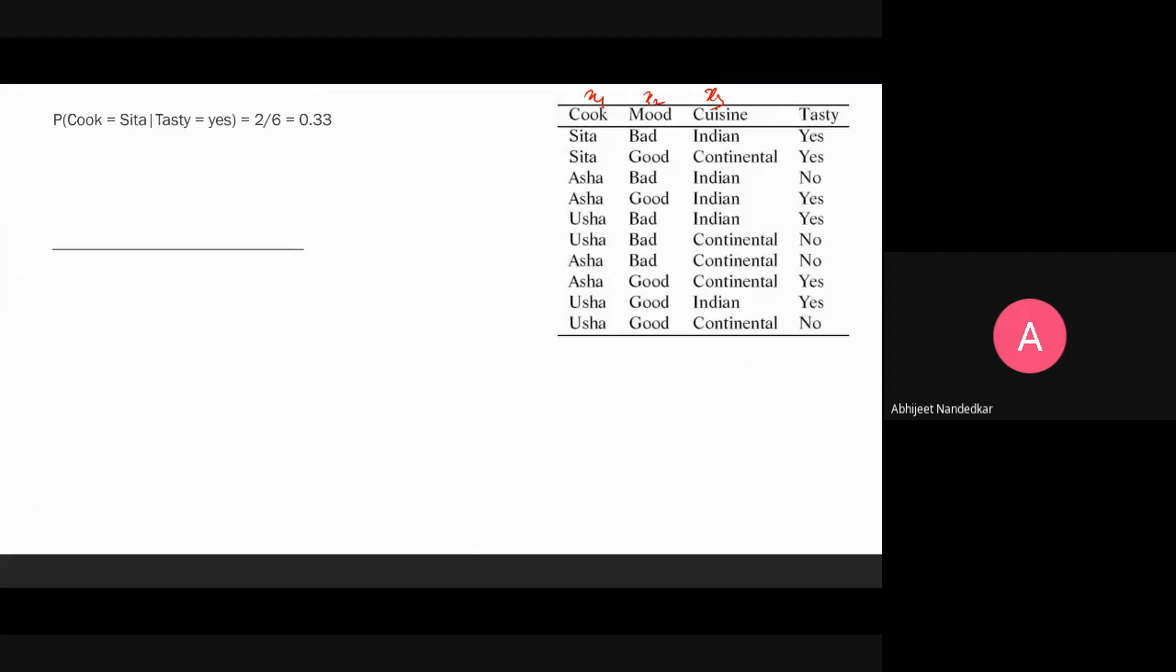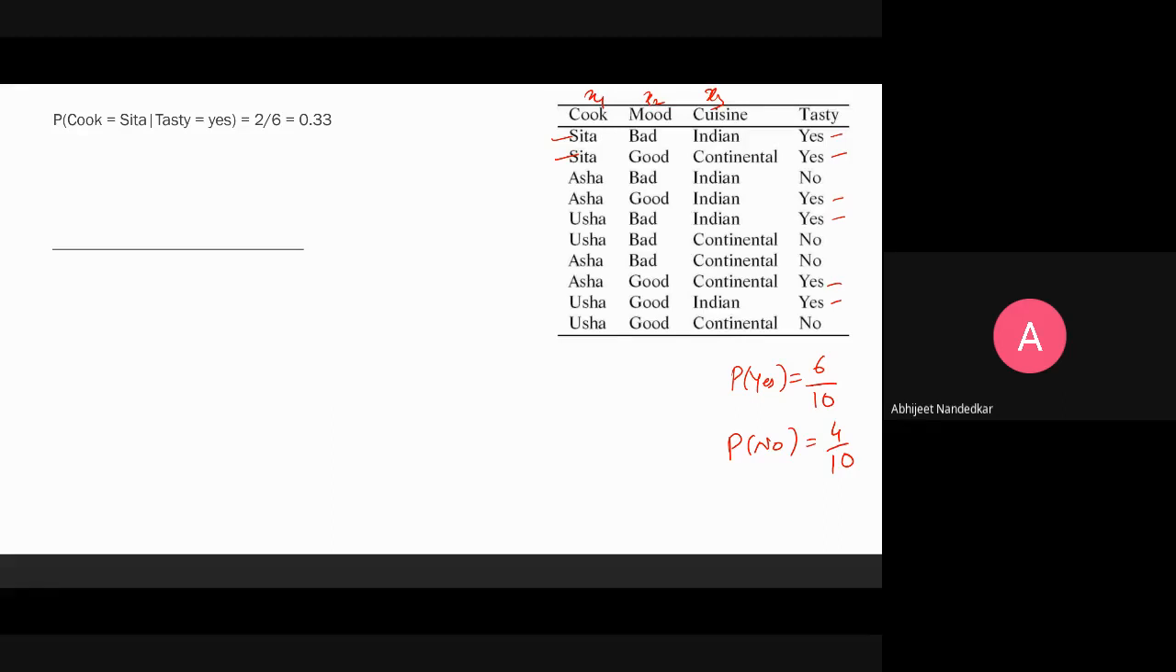So I go to the table and check the data for Sita and yes. How many yes exist? This is 1, 2, 3, 4, 5, 6. So out of 10, the probability of yes is 6 by 10. Obviously, the probability of not tasty food is 4 by 10. This is my prior knowledge.